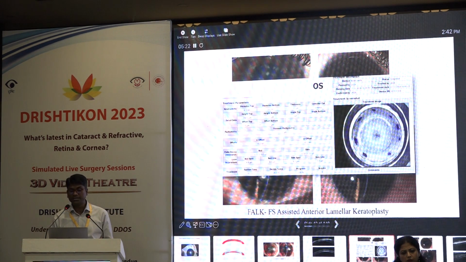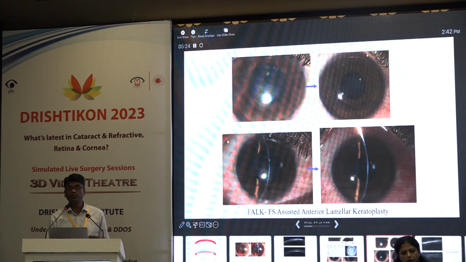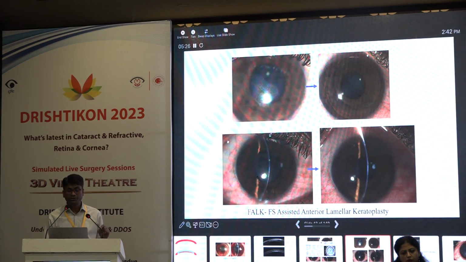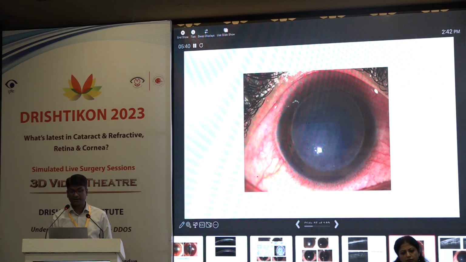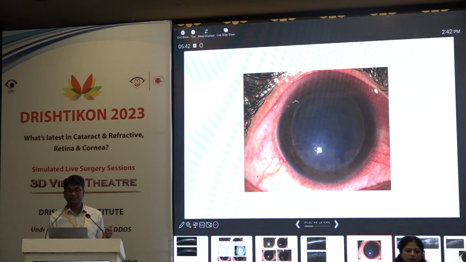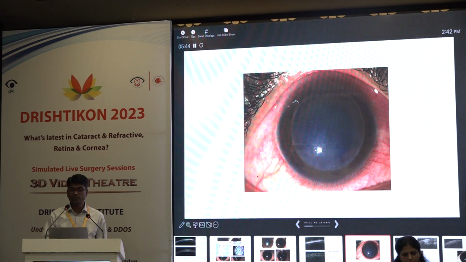These days we have femtosecond laser, so we can always go ahead and do this anterior lamellar surgery using what we call FALK, or femtosecond assisted anterior lamellar keratoplasty. Here the OCT is going to help us decide how deep you want to go. So you can see the patient who had undergone FALK. Unfortunately, this is one of our FALK patients who presented with sudden edema. So one, the OCT helped us in planning the surgery.